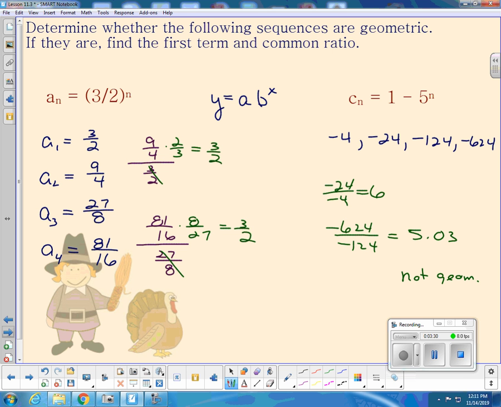When you add the 1 or do 1 minus that, it messes everything up. So it's got to be an A times a B to the exponent. This one, the A is a 1. Okay? The exponent can be an N or an N minus 1 or N plus 2. It doesn't matter. But the exponent has to be where that variable is. Okay? All right.